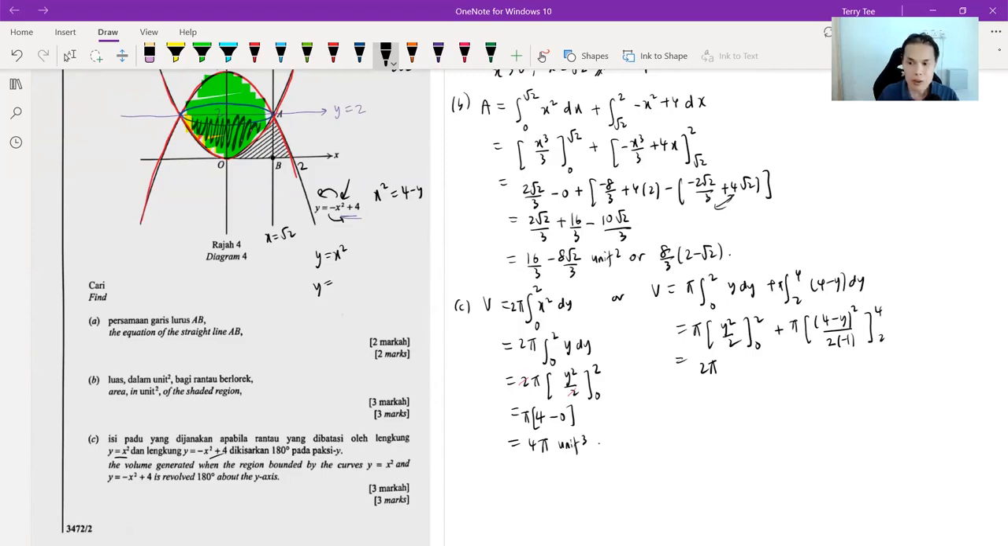I take out the negative 2. Put 4 inside. 4 minus 4, 0. 4 minus 2 is 2. 2 squared is 4. I just write 4 straight away. So this is now 2 pi plus 2 pi, which is also 4 pi.